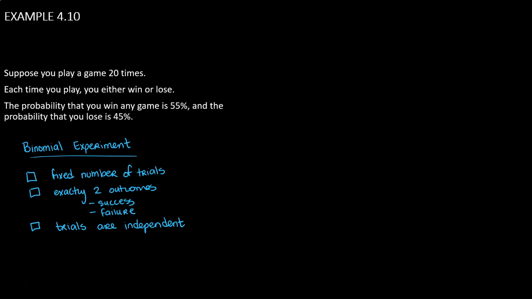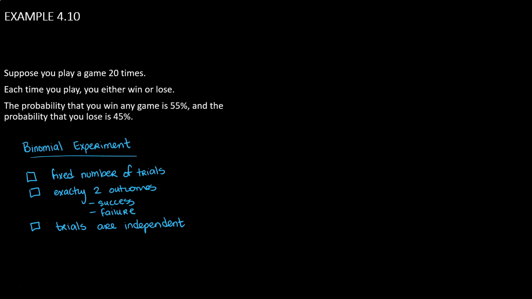Suppose you play a certain game 20 times. Each time you play, you can either win or lose. There's no such thing as a tie here. We know that the probability that you win any one game is 55%, and the probability that you lose is 45%. We might think this is a binomial experiment, so if that's a suspicion, we should check it.